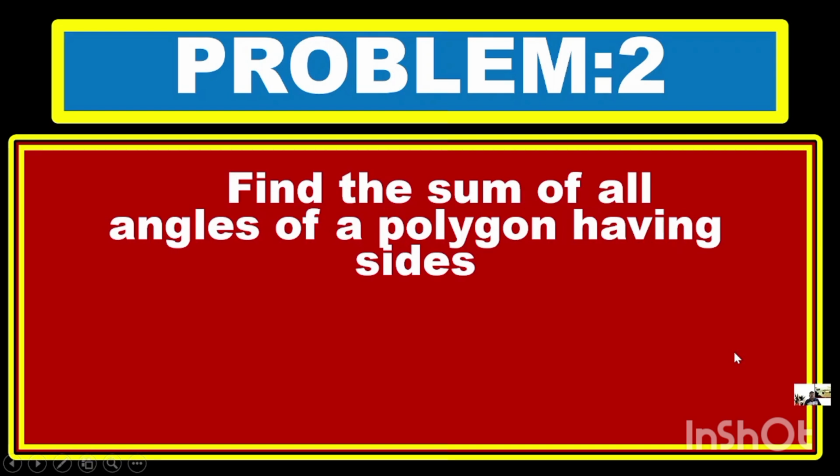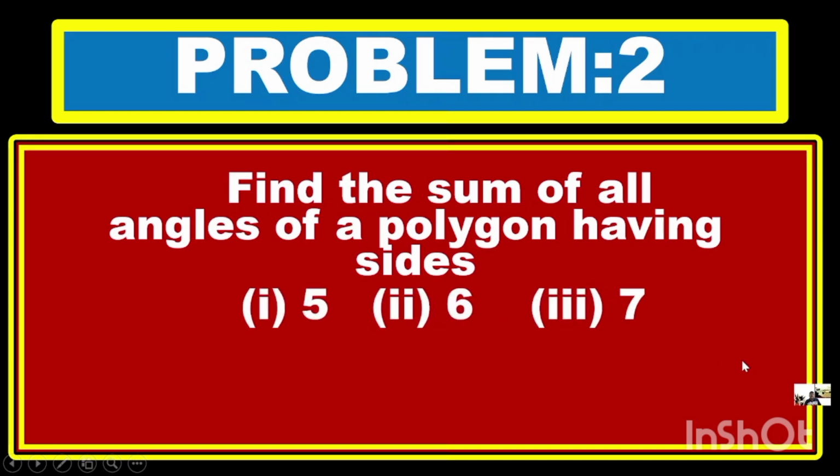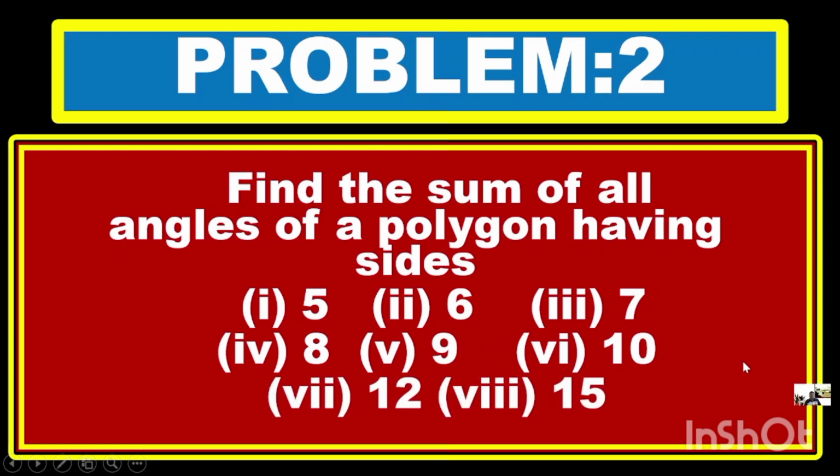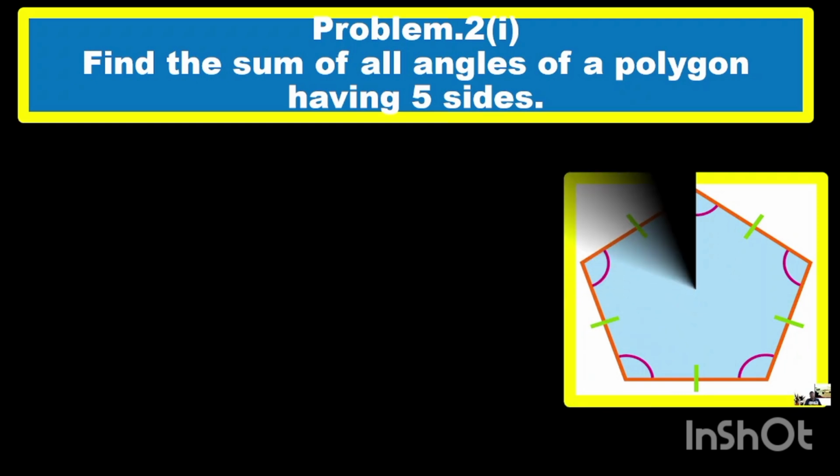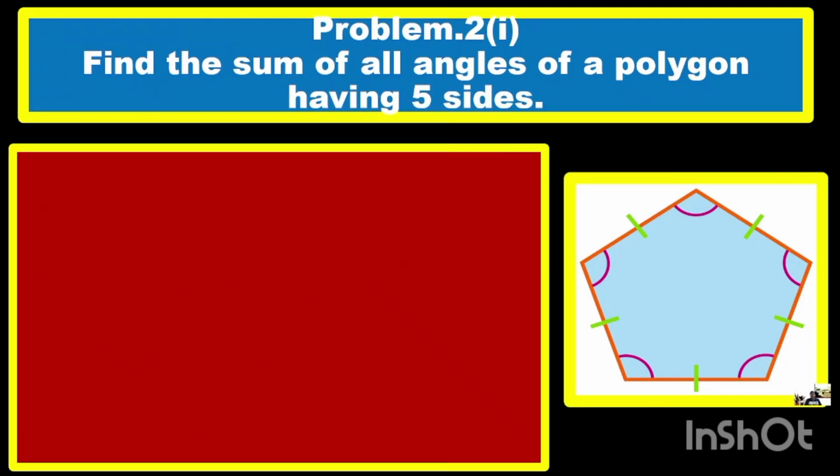Here we have to find out the sum of all angles of polygons having different numbers of sides. So have a look here. Here is the first problem for you. Find the sum of all angles of a polygon having 5 sides. Look at the diagram. Polygon having 5 sides.